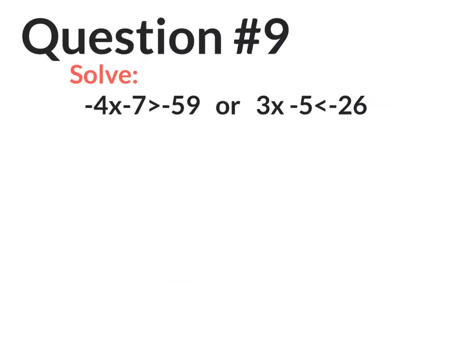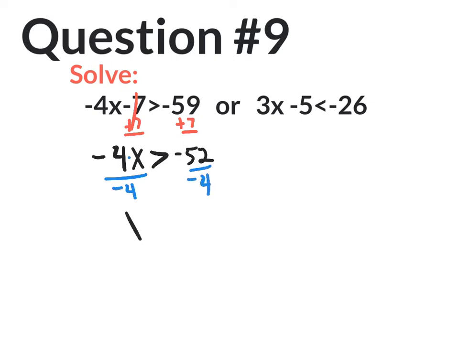All right, guys, I might as well explain this special case. If I ask you to solve this compound inequality with the word or between it, you would first add 7. Add 7. You'd get negative 4x is greater than, what is that? Negative 52. So you divide by negative 4. Divide by negative 4, flip the sign. And that is, what is that, 13? 14. I think it's 13.